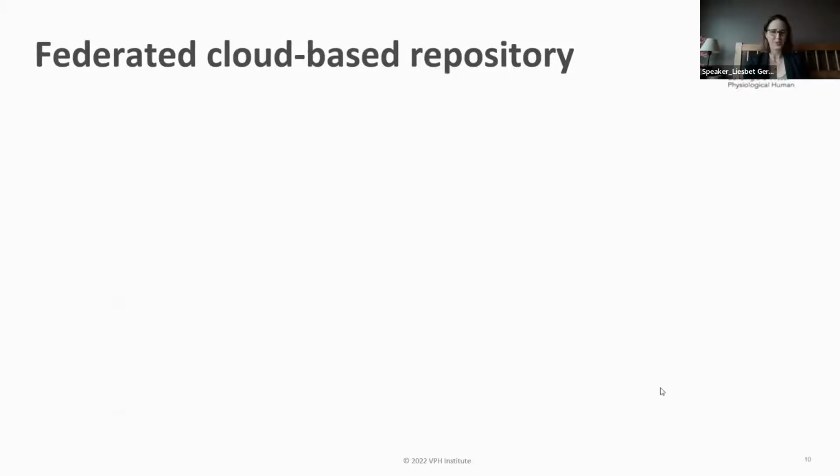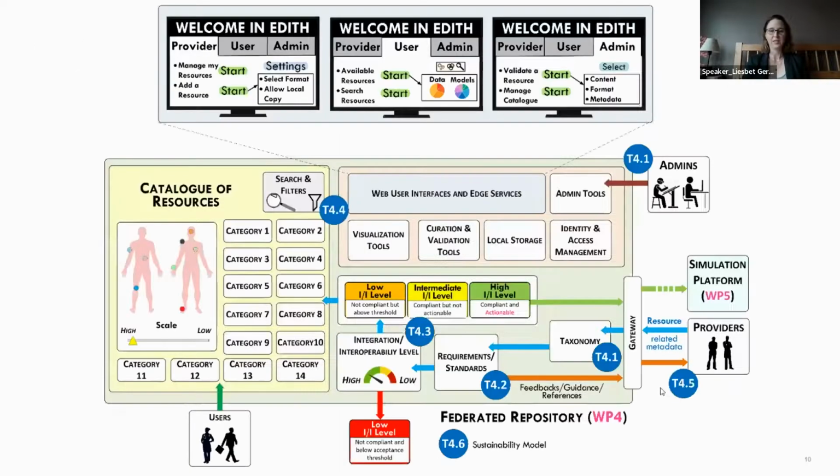So one of the actual things that we need to realize, apart from the ecosystem and the roadmap, which are traditional for CSA actions, is a federated cloud-based repository, as Jan has already said. This is one level below the simulation platform that he explained. This is a way where we can collect the different information that is out there.